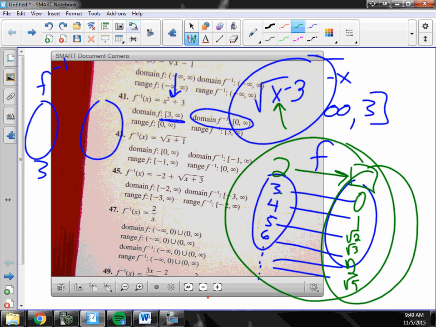It's everything from 0 and bigger. So even if the new function has an unrestricted domain, the actual domain is only listed in the range of the original function. Does that make sense? Do you want to see another one of those? Okay.